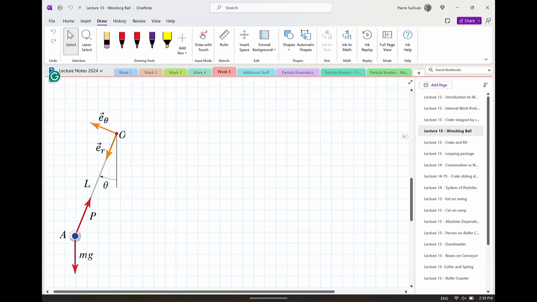So, as usual, we're going to do a model that is going to treat the wrecking ball as a particle, and the only things that are playing a role are the same ones that play a role with the kid on a swing. We have weight acting downward and tension acting along this line, and I can define an R theta system, in this case, that acts along that line.